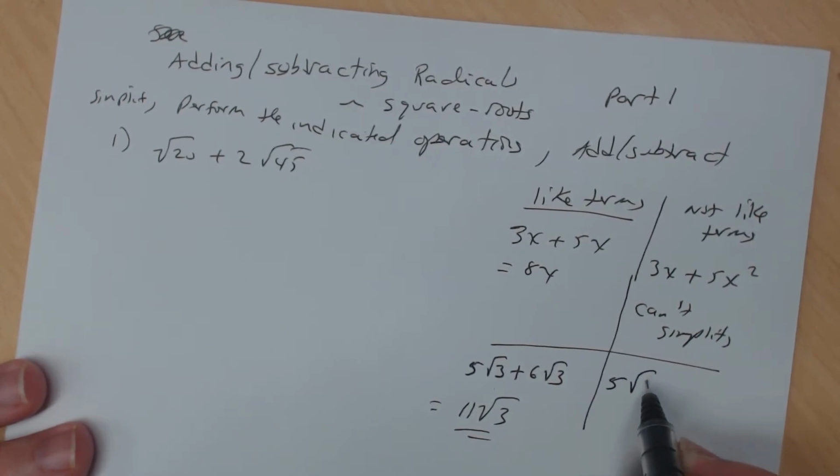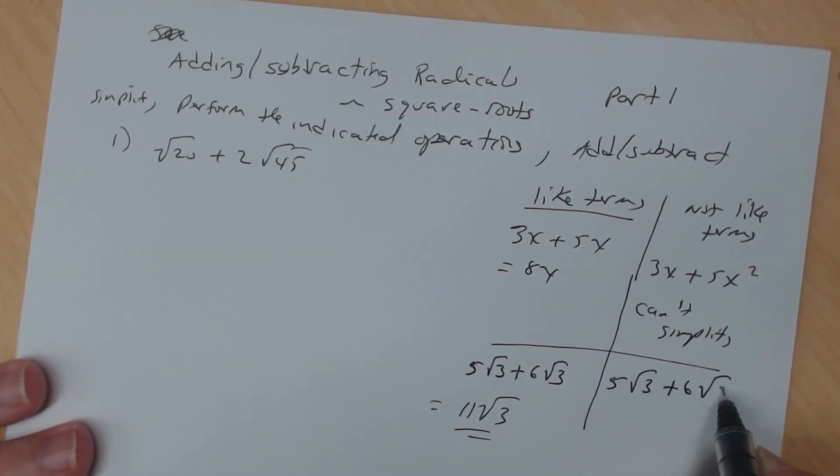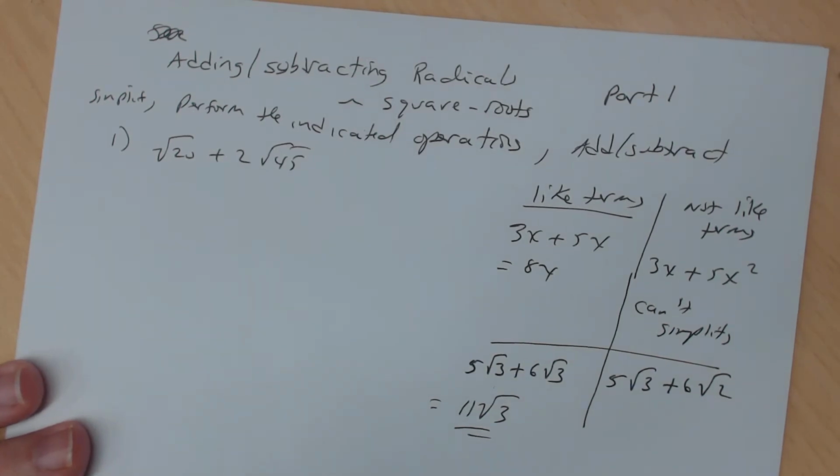All right, now these would not be like terms. Something like 5 square root of 3 plus 6 square root of 2. So even though they're both square roots, even though the indices are the same, the radicands are different. So it's kind of like these being different variables. So you cannot combine these. So these, you would say, can't be simplified.